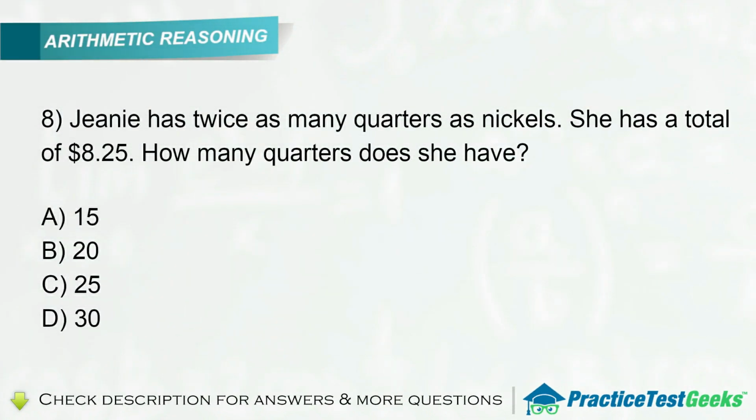Question 8. Jeannie has twice as many quarters as nickels. She has a total of $8.25. How many quarters does she have? A. 15. B. 20. C. 25. D. 30.